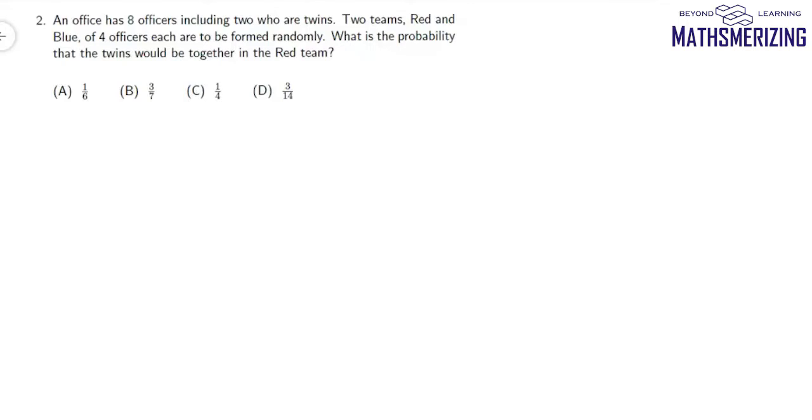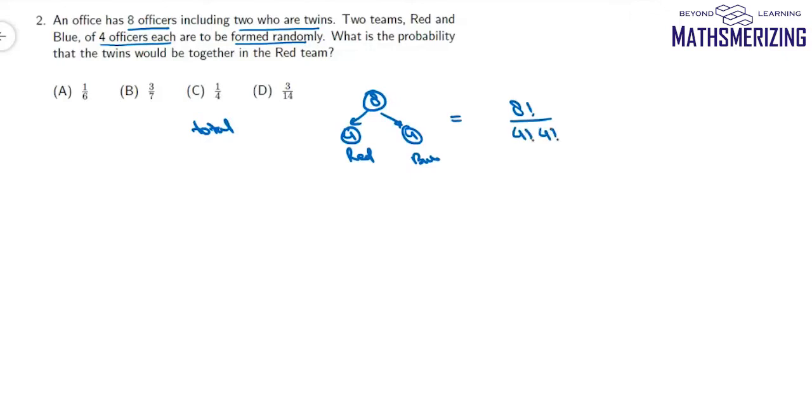Now question number 2, it says an office has 8 officers including 2 who are twins. 2 teams, red and blue, of 4 officers each are to be formed randomly. What is the probability that the twins would be together in the red team? So first we'll find the total number of cases. So the total number of cases will be when we distribute these 8 people in teams of 4 and 4, and these teams are named. So one of them is the red team, and the other team is simply the blue team. So the total number of ways of distributing them is simply factorial 8 divided by factorial 4 factorial 4.